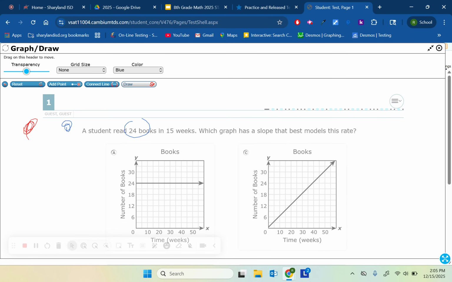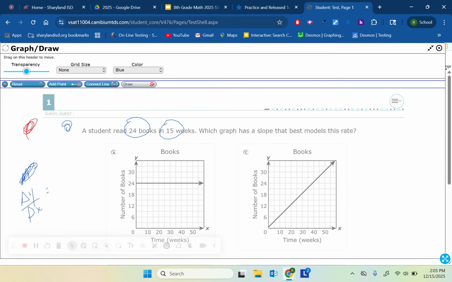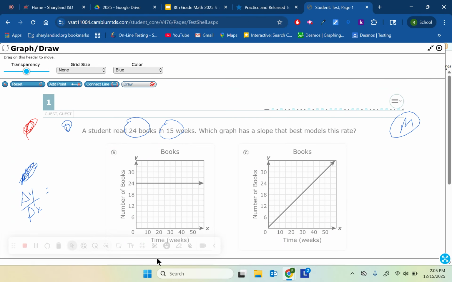I'm gonna use blue. So in 24 books in 15 weeks, this has to stay consistent. And the slope, which we usually use m as a slope, I'm going to use what's called change in y over change in x. If you're a student watching this, that's my m. We teach you that slope is m, which is correct, but it's also how the y is changing over how the x is changing. In this case, for every 24 books, it takes me 15 weeks. I can simplify this and keep using that as a way of plotting my points.